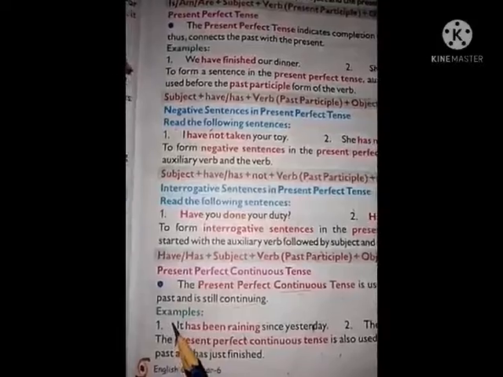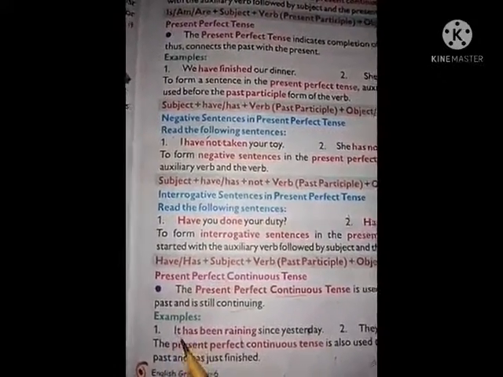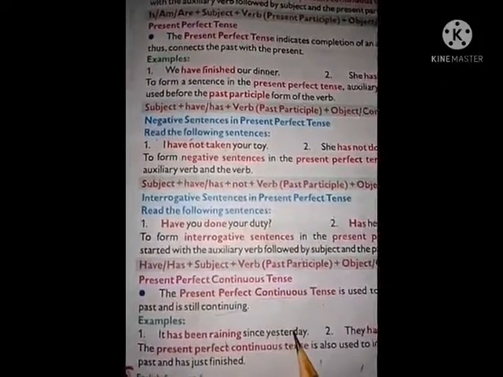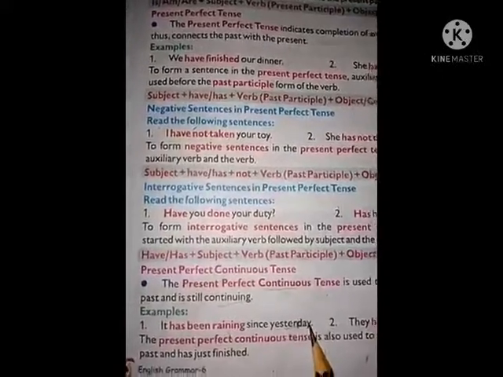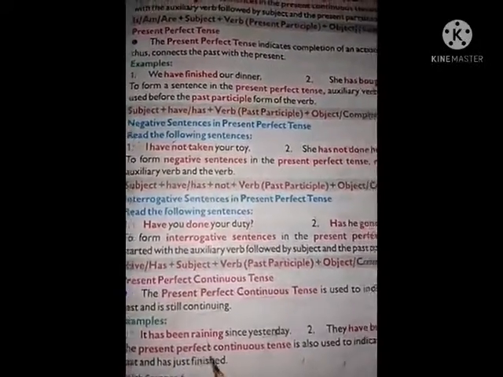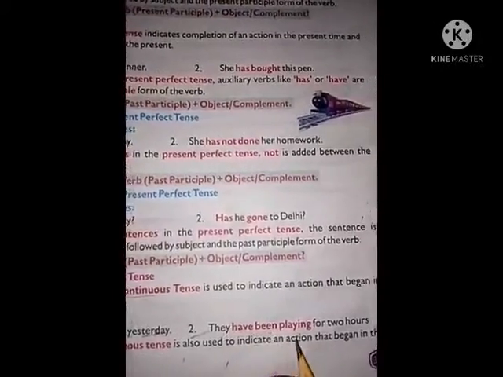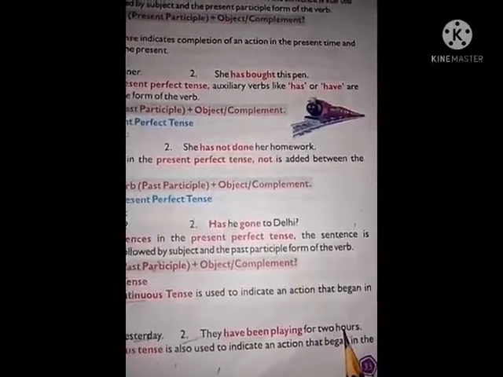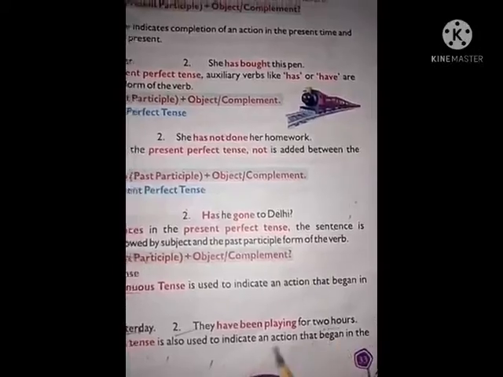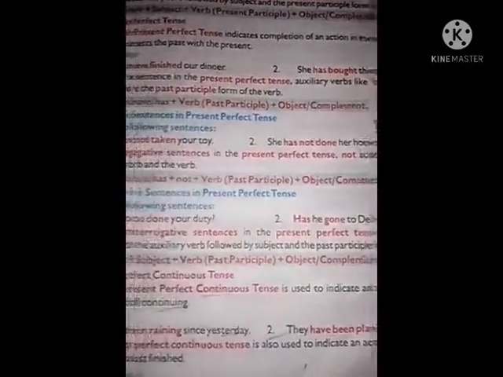Understand? See examples. Number 1, it has been raining since yesterday. Example 2, they have been playing for 2 hours.